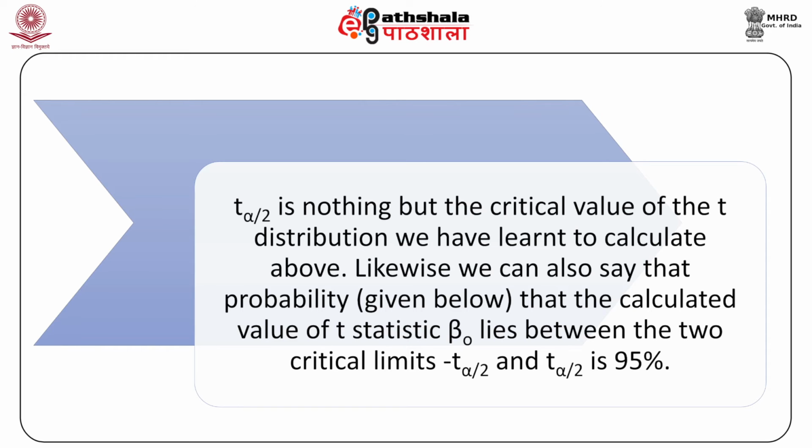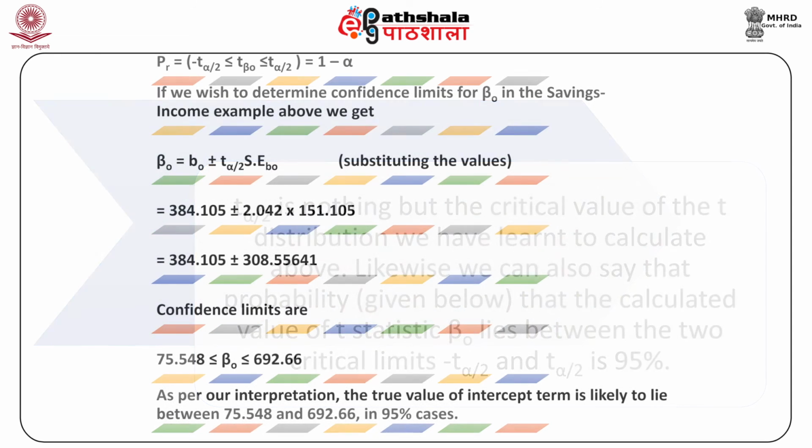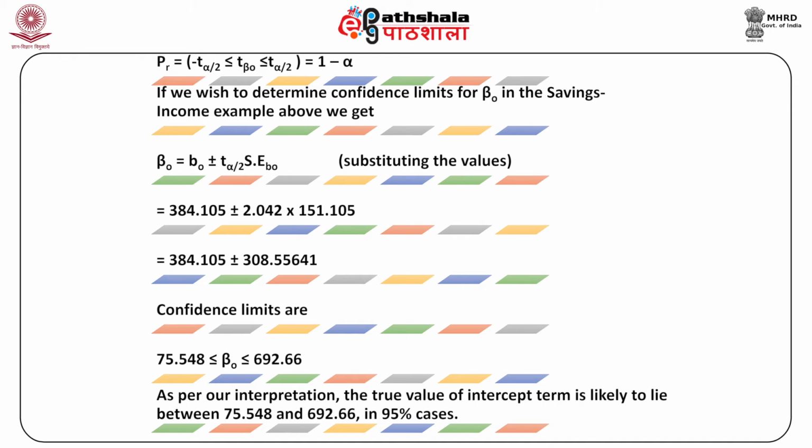Likewise, we can also say that the probability that the calculated value of t statistic for beta naught lies between the two critical limits minus t alpha by 2 and plus t alpha by 2 is 95%. That is, Pr of minus t alpha by 2 less than or equal to t b naught less than or equal to t alpha by 2 is equal to 1 minus alpha.